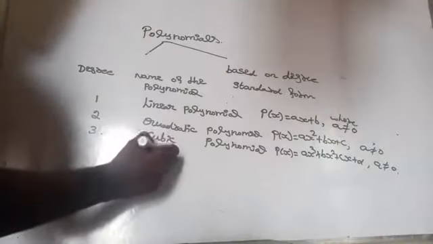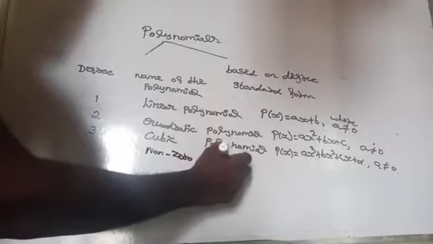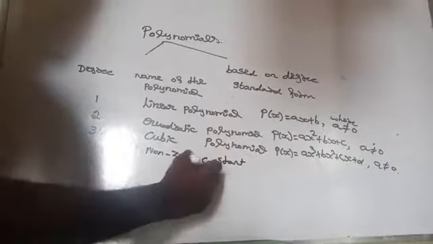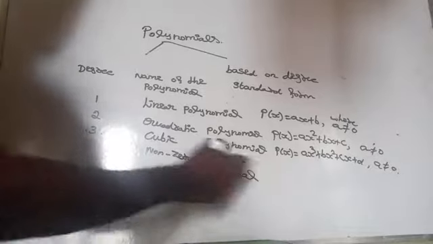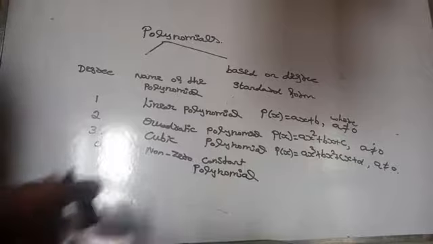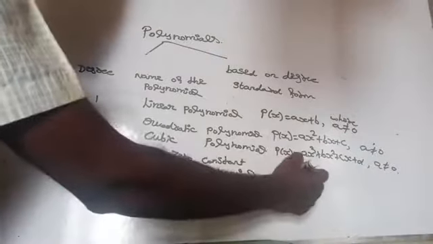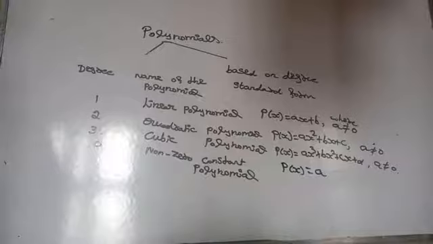Now, what will be the degree of the non-zero constant polynomial? The degree of the non-zero constant polynomial is 0. Then what will be the standard form? P of x is equal to only the constant term, like a, b, c, anything. P of x is equal to a.